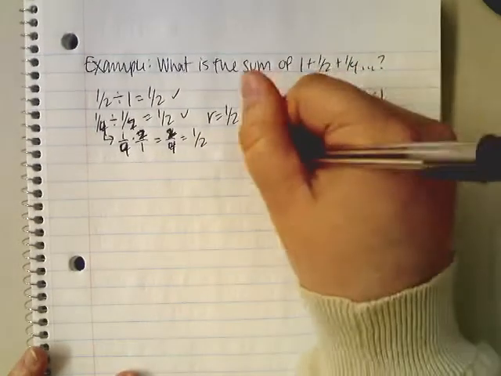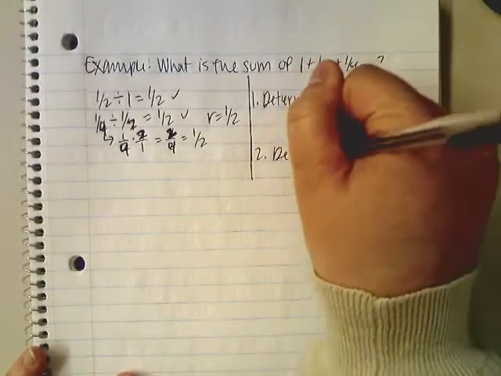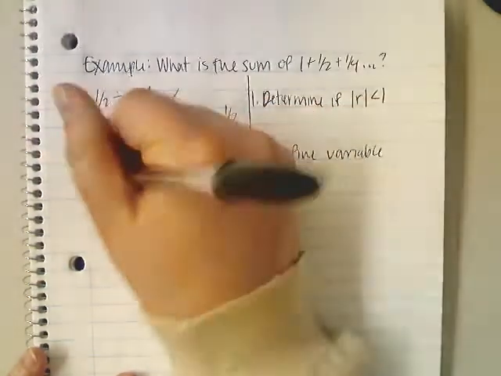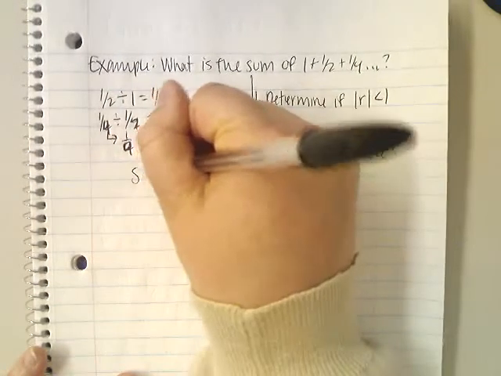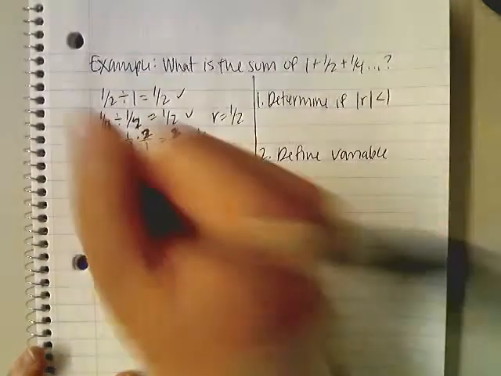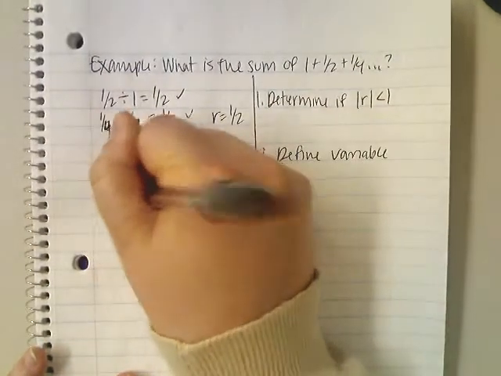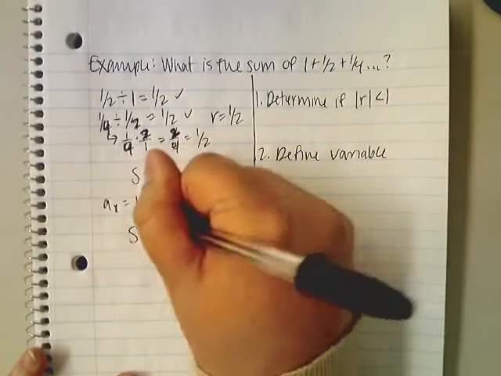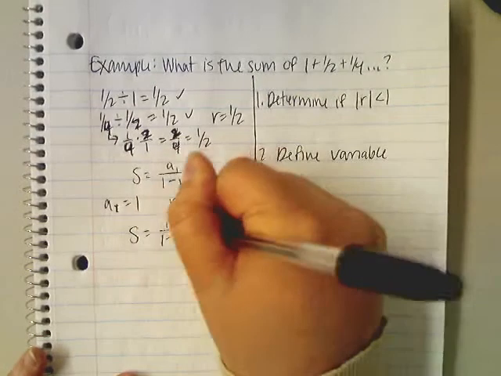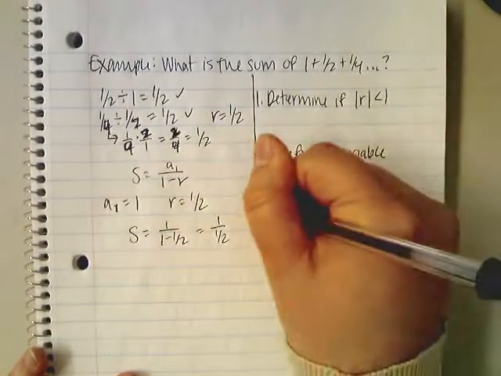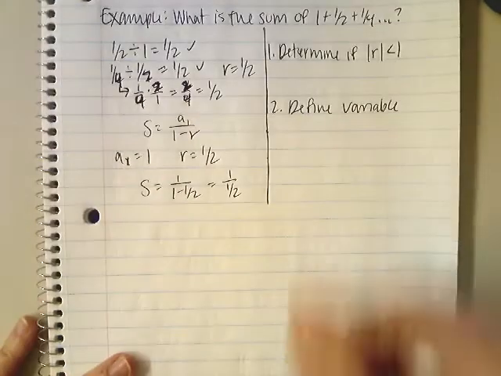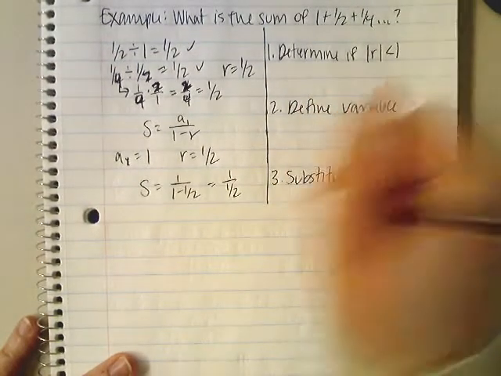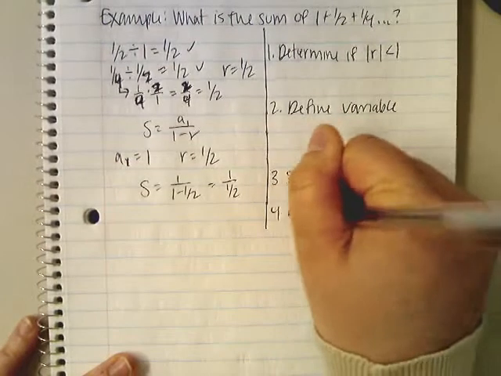Now all I do is define my variables, and then I'm going to substitute it. So my variables for S equals A1 over 1 minus R: A1 is equal to 1, R is equal to 1/2. If I plug that in, I get 1 over 1 minus 1/2, which is 1 over 1/2. In this problem, I substituted that value. And then I'm going to evaluate.